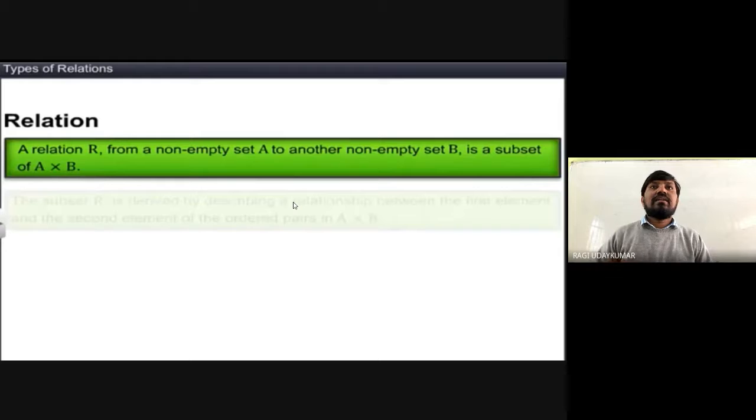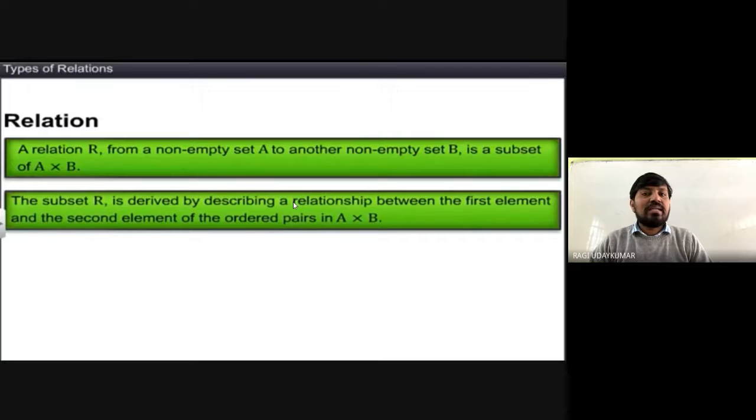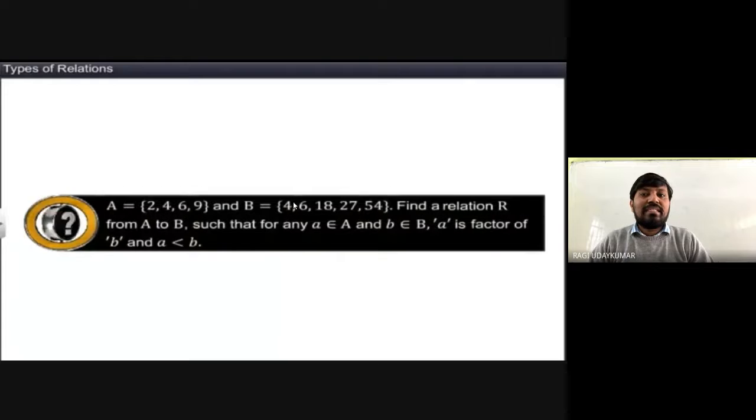A cross B is the Cartesian product of the two sets. A is the one set, B is the other set. Okay, so we are going to learn in detail. So any subset of the Cartesian product of two sets is considered a relation. The subset R is derived by describing the relation.